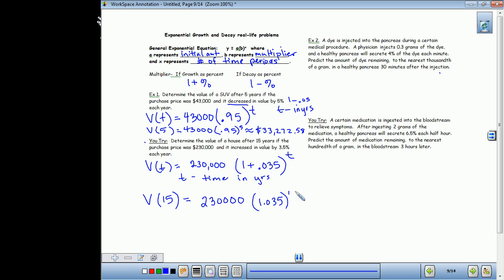Isn't that nice? Your house would be worth approximately $385,000. That is correct. Thank you. Okay. All right.